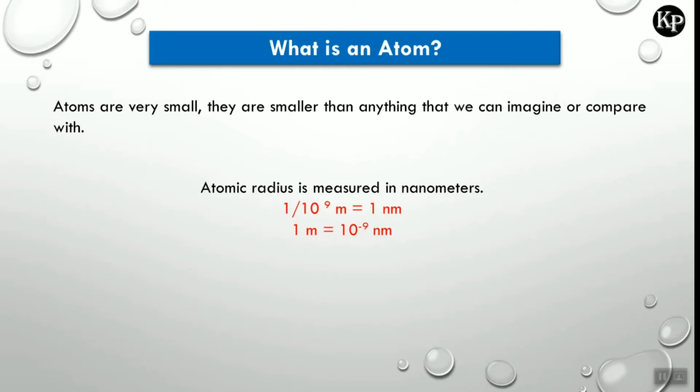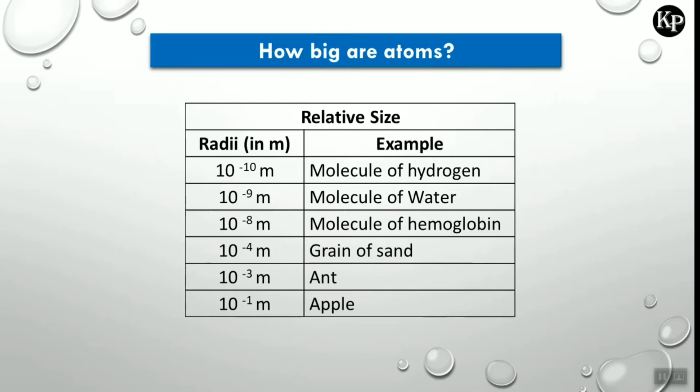If the atom is very small, then how can we measure the radius of that atom? So the atomic radius is measured in nanometers. So 1 nanometer is equal to 1 upon 10 to the power 9 meter. So we can also say that 1 meter is equal to 10 to the power 9 nanometer.